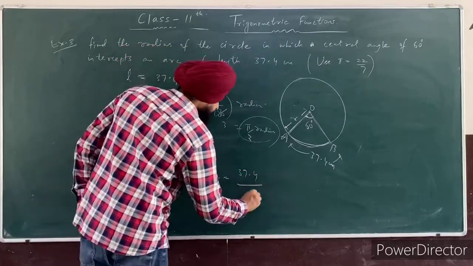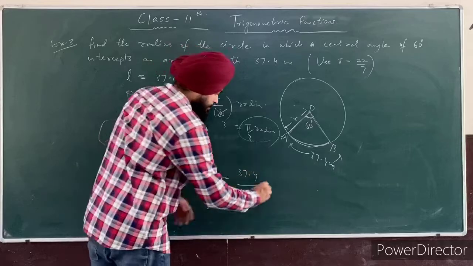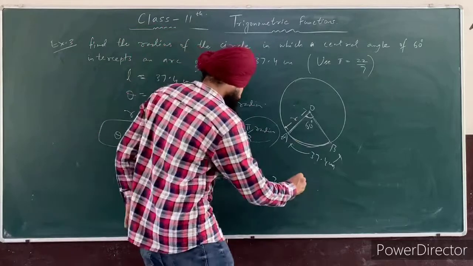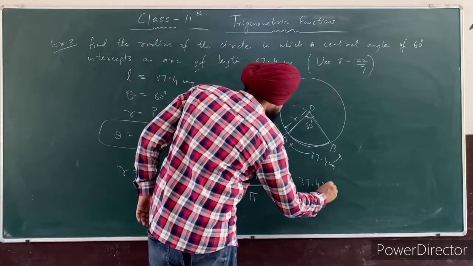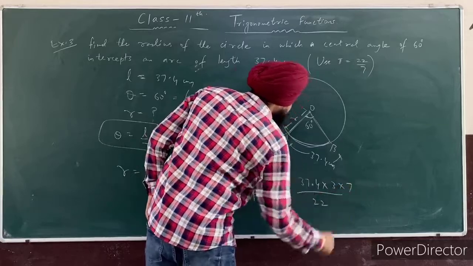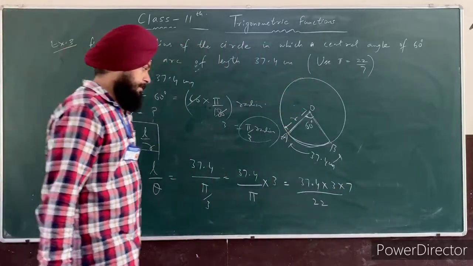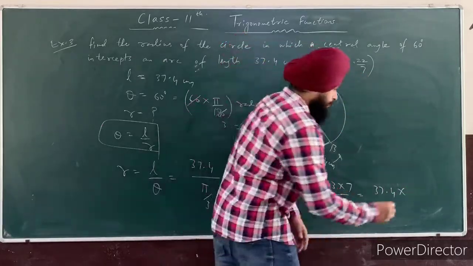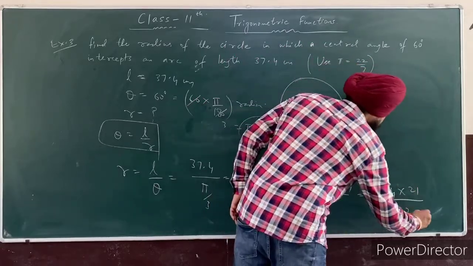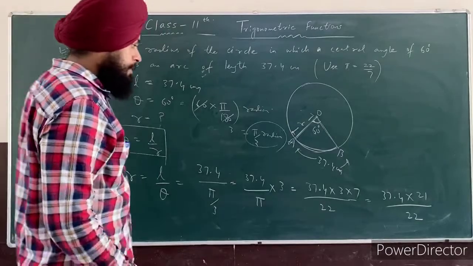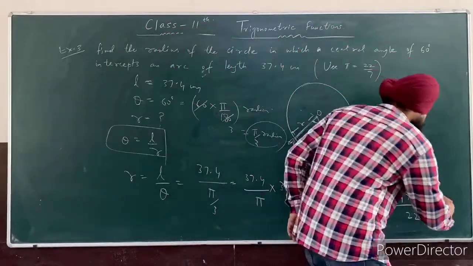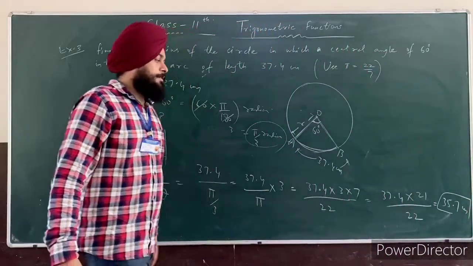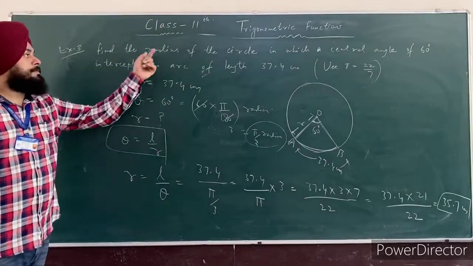37.4 divided by pi by 3. So 3 becomes reciprocal. Now you have to put value of pi, that is 22 by 7. 37.4 multiply 3, 22 by 7. Clear students? Now you have to multiply it. 37.4, 3 7s are how much? It is 21. Divided by 22. Clear? So when you calculate this term, its approximate value is 35.7 centimeters. Clear students? So 35.7 is what? It is the radius of that circle. Clear?